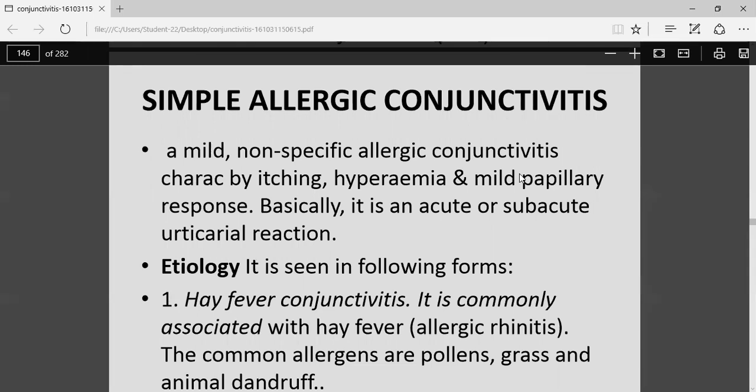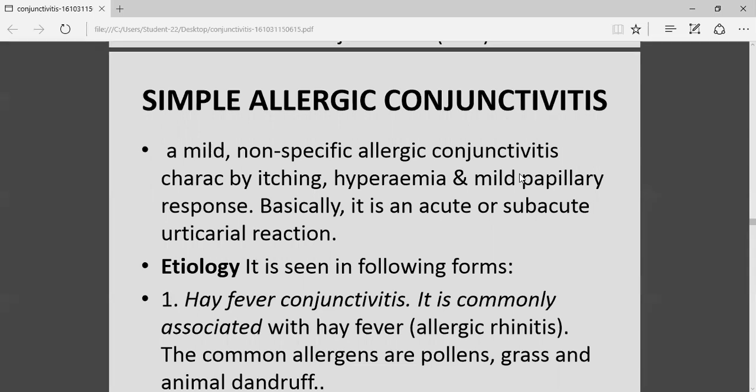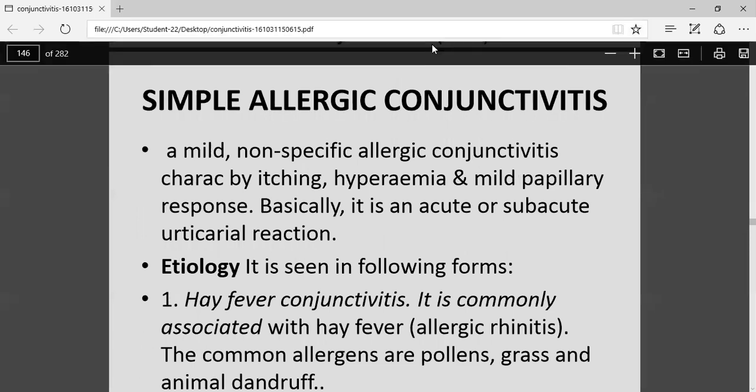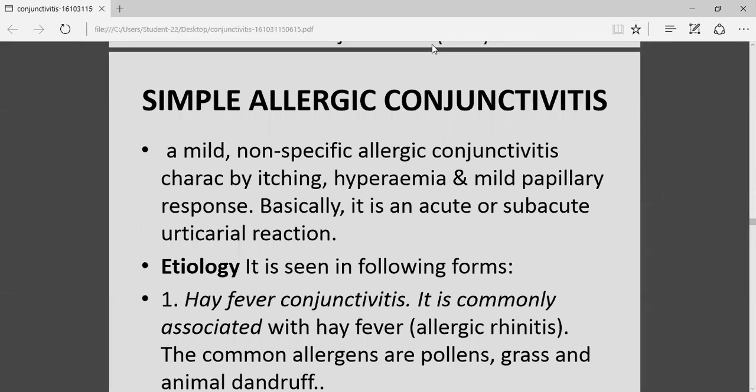Basically, this is a very mild type of allergy where there is itching, there is hyperemia, and then there is mild skin irritation.